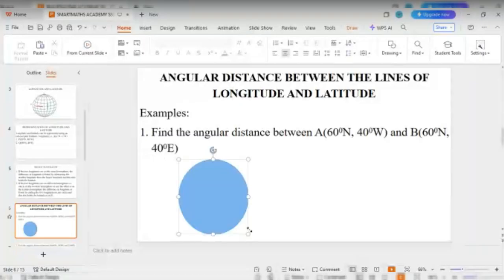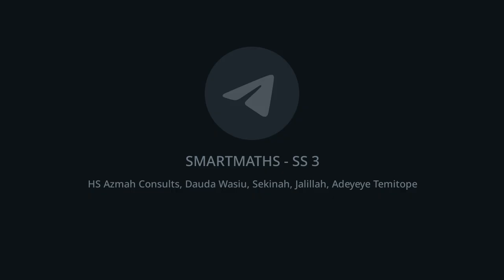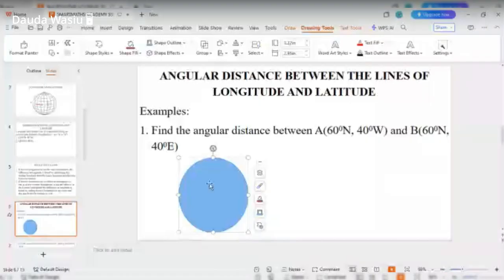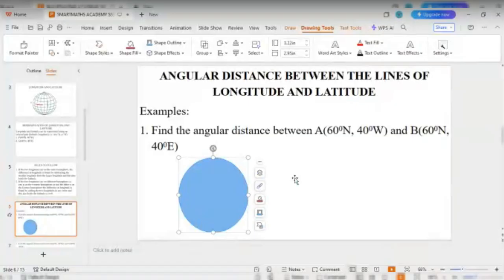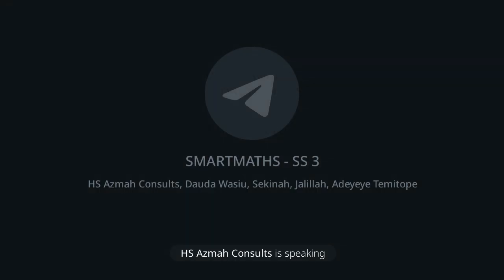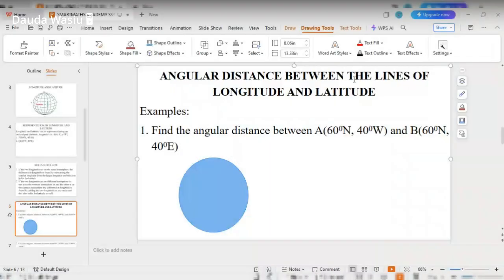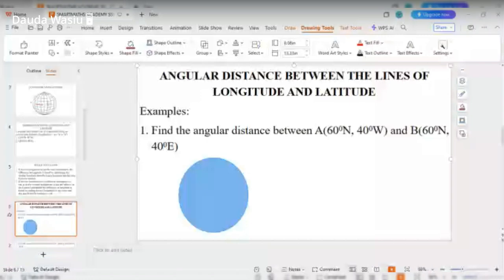Hope you can see it. Can you see the circle? Can you see the circle, please? Hello? Please respond to the teacher. Talk, please talk. Respond, so that I know that you are following. Okay, that's good.